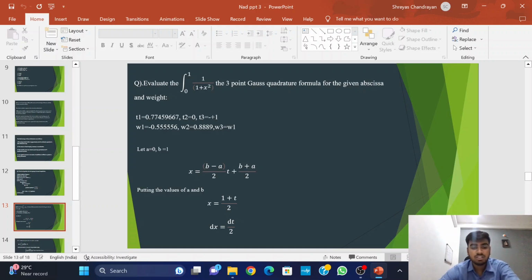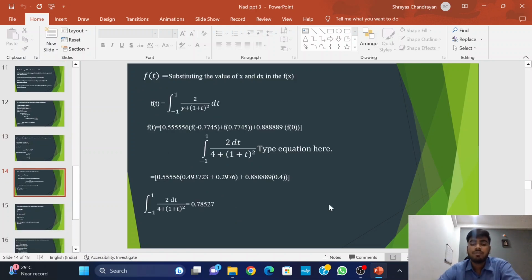So let a is equals to 0, b is equals to 1, x is equals to (b minus a) by 2 times t plus (b plus a) by 2. So putting the value of a and b, x is equals to (1 plus t) by 2 and dx is equals to dt by 2. So f(t), substituting the value of x and dx in f(x). So f(t) is equals to the integral of 2 dt upon (4 plus (1 plus t) whole square) for the limit minus 1 to 1.